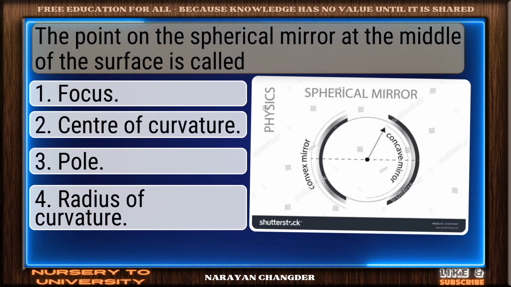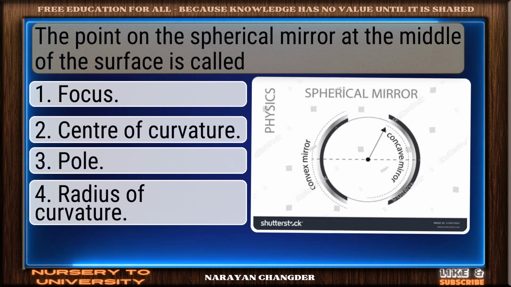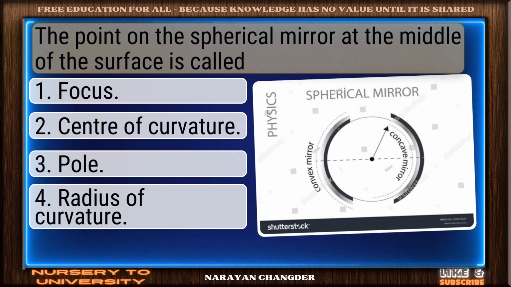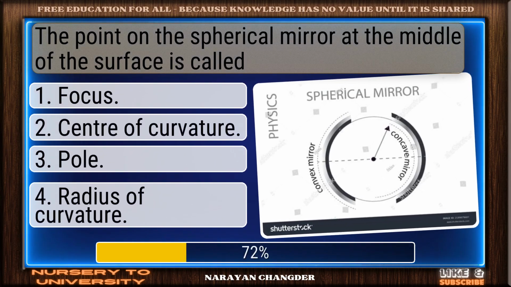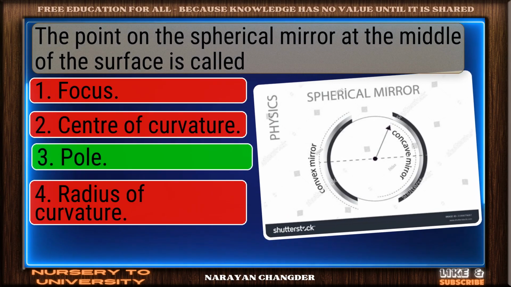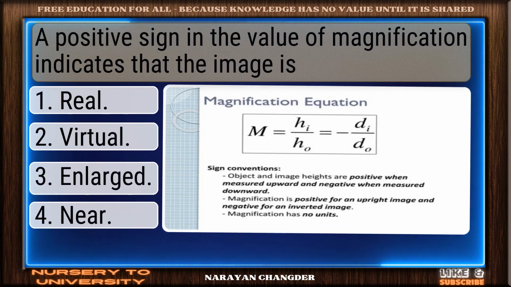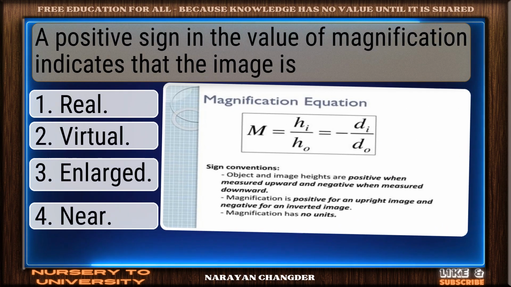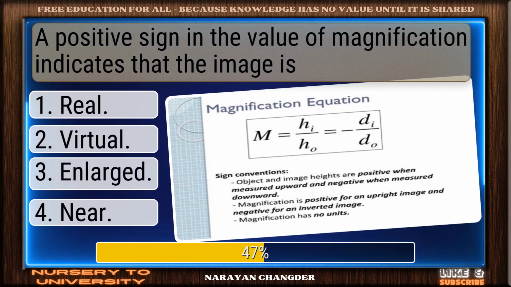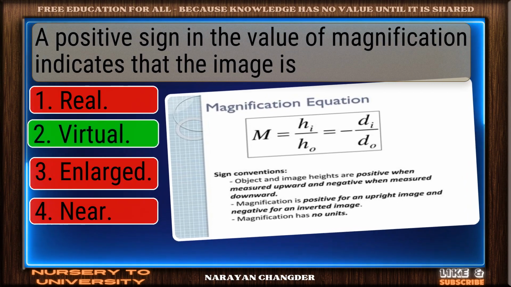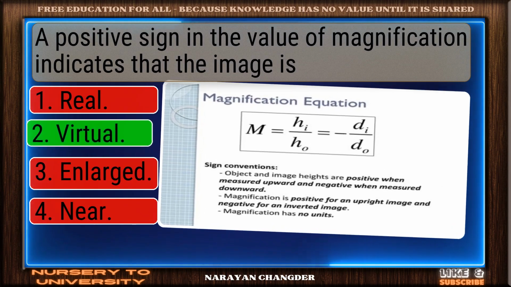The point on the spherical mirror at the middle of the surface is called... Bravo! Pole is the answer. A positive sign in the value of magnification indicates that the image is... Good thinking. Virtual is the right answer.